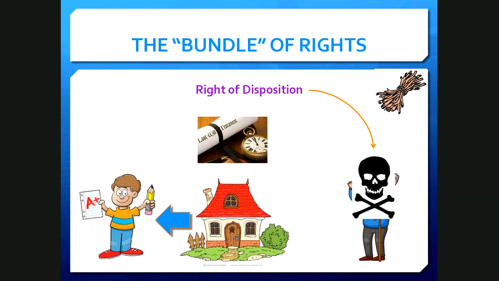So if he wanted to give it to him during life, he would give it to him as a gift. And if he didn't want to give it to him during his lifetime, he could give it to him upon his death. And he would do that by putting it in his will. So he has the right to dispose of the property to little Johnny at death through the will or during life as a gift.